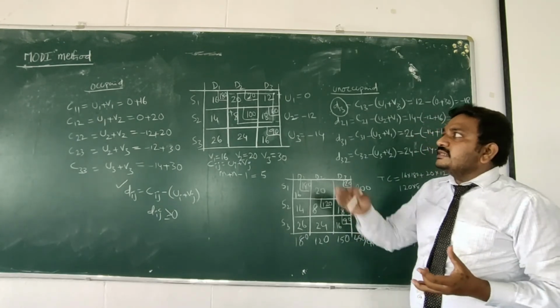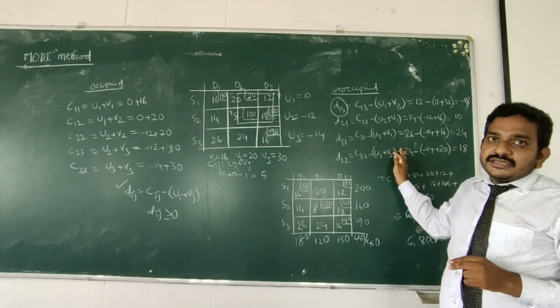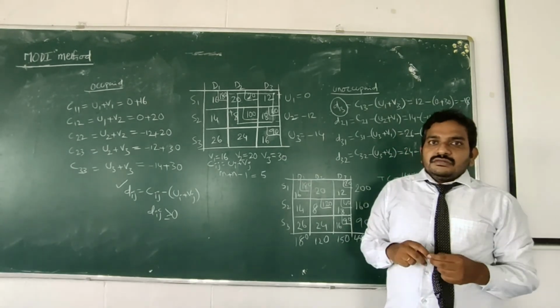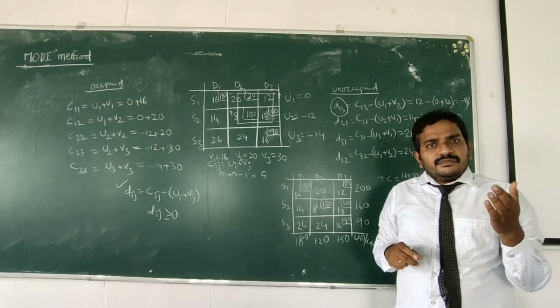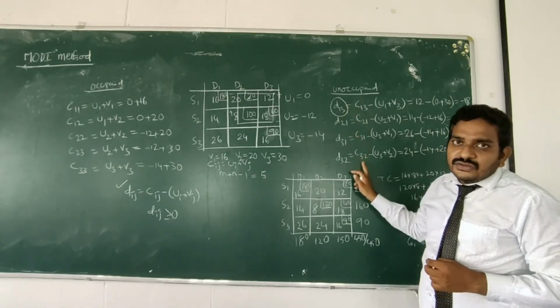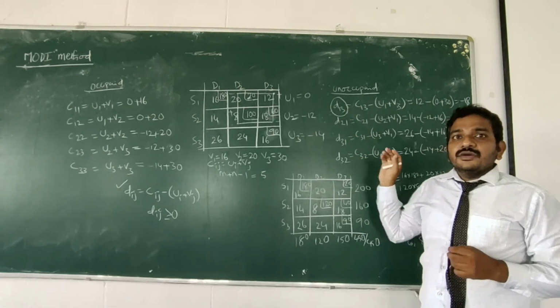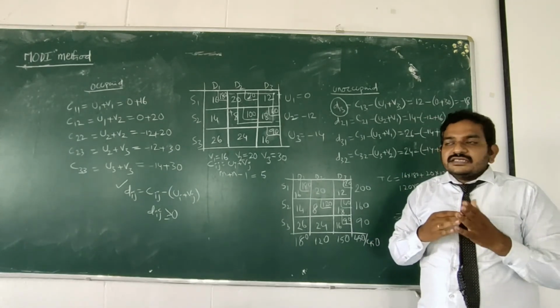How can you find that out? By these occupied and unoccupied cells. Find the unoccupied cells' opportunity cost, where the opportunity cost is the least, minimum. All these values must be greater than or equal to 0. If not, then there is a possibility to decrease the cost to some extent.